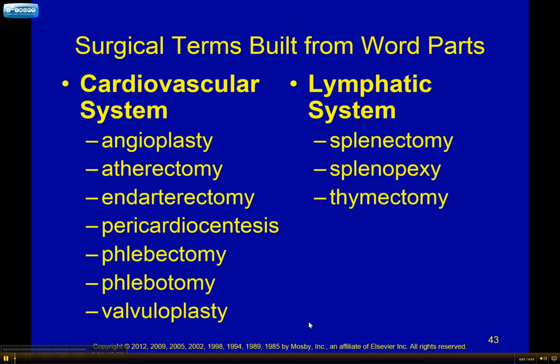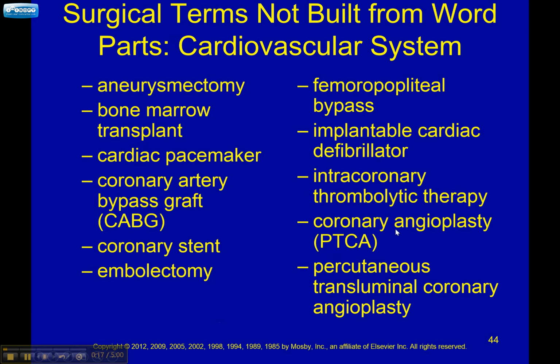Here's our last video for chapter 10. We're going to start off with surgical terms. Again, they have them broken down into cardiovascular, lymphatic, and blood systems. These are surgical terms. Obviously, you're not going to have any blood terms that are related to surgery. Not built from word parts.